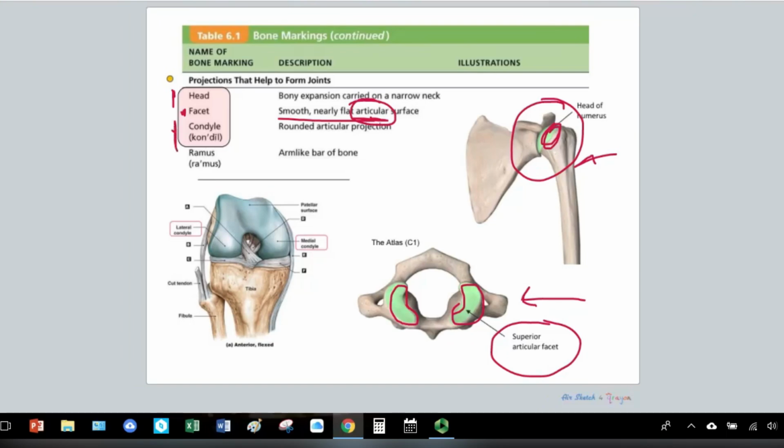Then another one is a condyle. These are rounded articular projections. And the knee joint has some of these. So here's the tibia, and here's the femur, and they kind of peeled the femur back there. And these are the femoral condyles. These are rounded articular projections, and they form joints, guess what, with the tibial condyles down there.